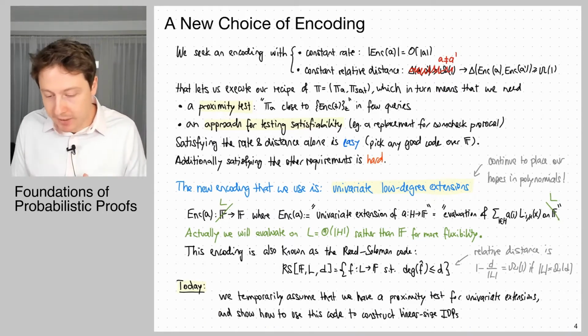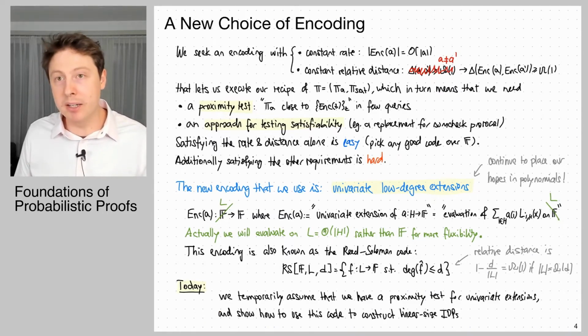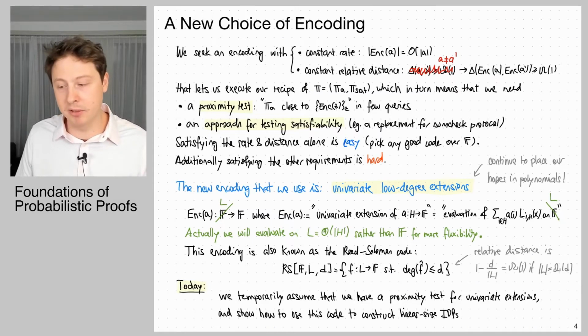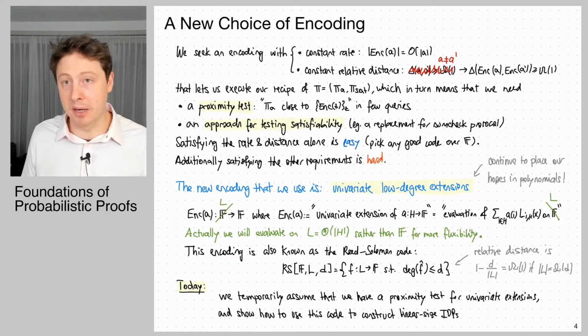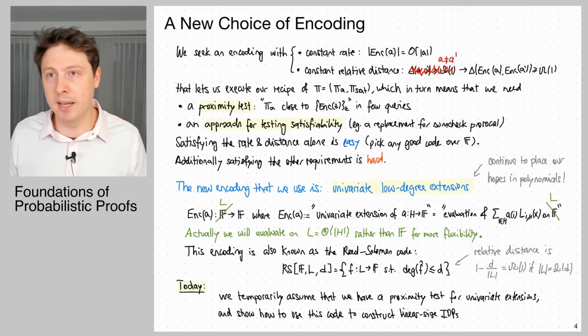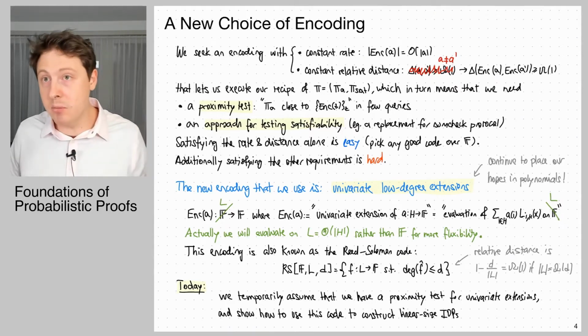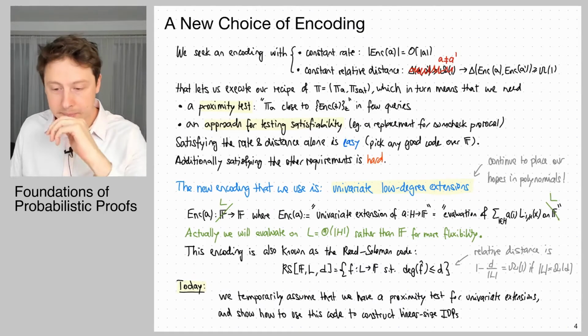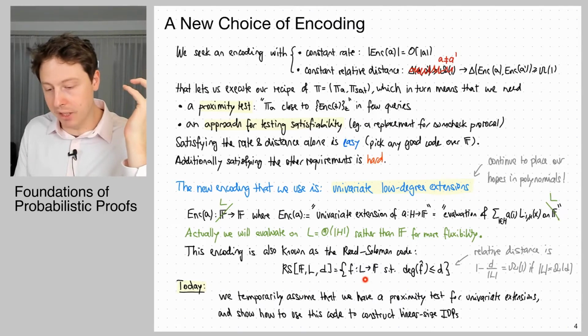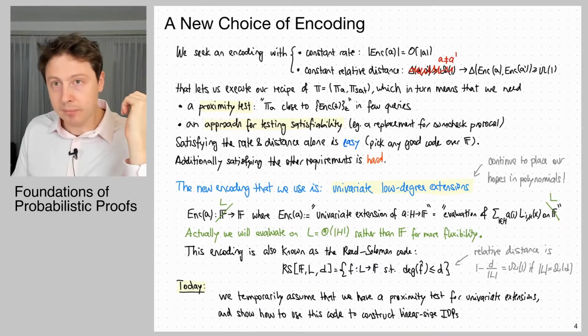So for today specifically, we're going to temporarily assume that we have a proximity test for univariate extensions, and we'll basically try to figure out the rest. Okay? So we'll try to construct a linear length IOP, provided that we have some way to check that an arbitrary function over L is close to some function over this code, to some univariate extension.